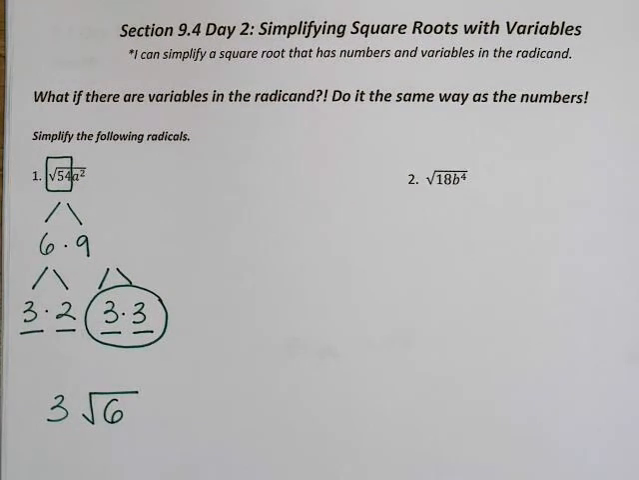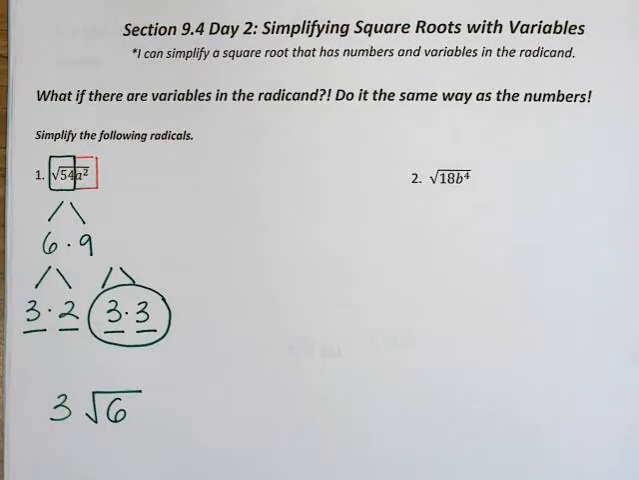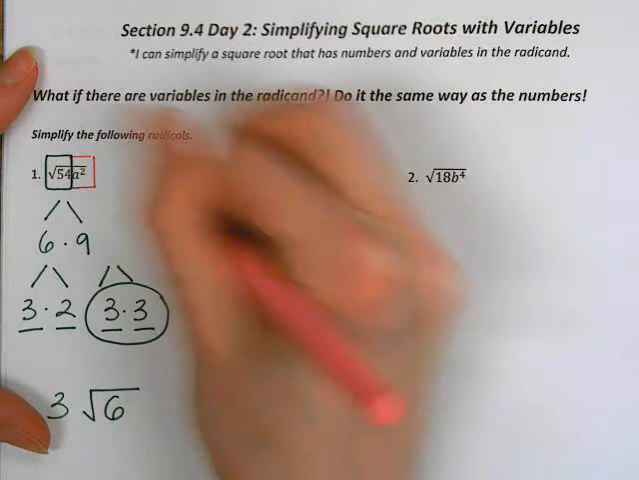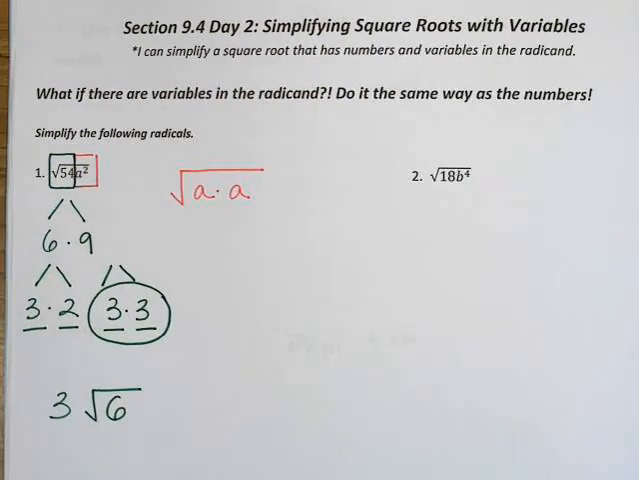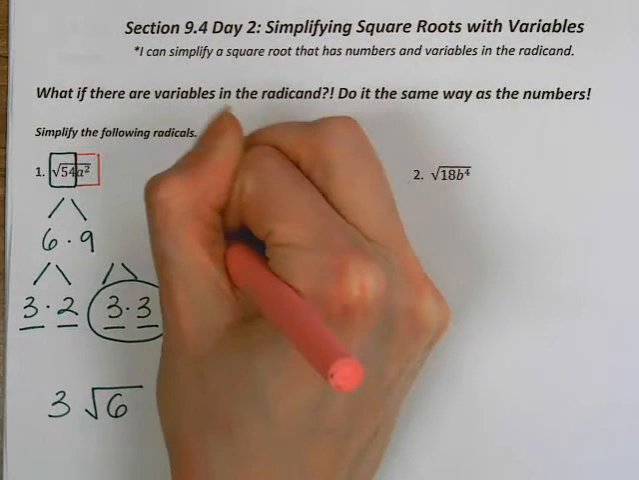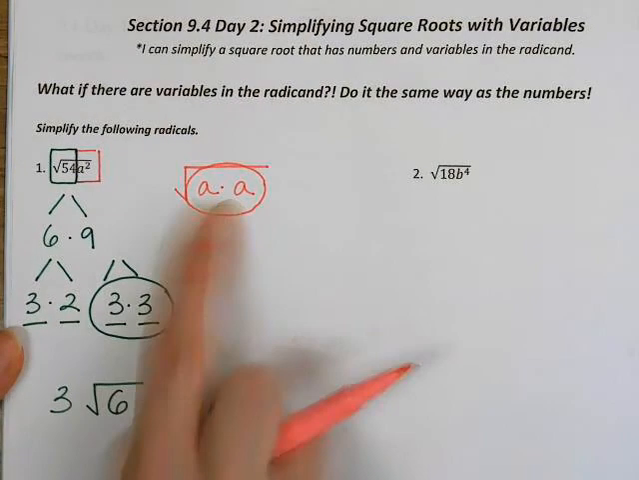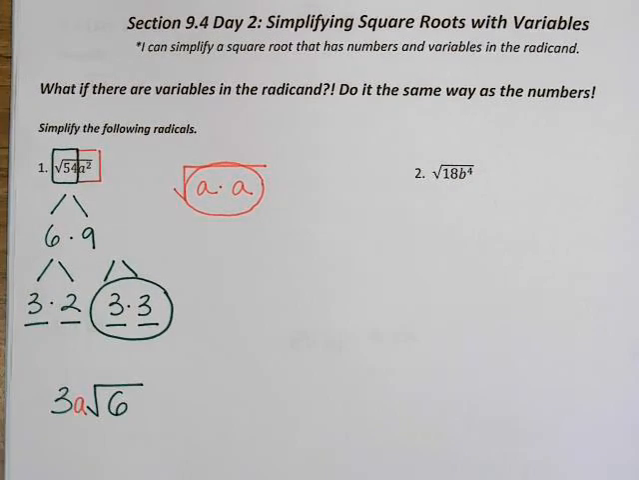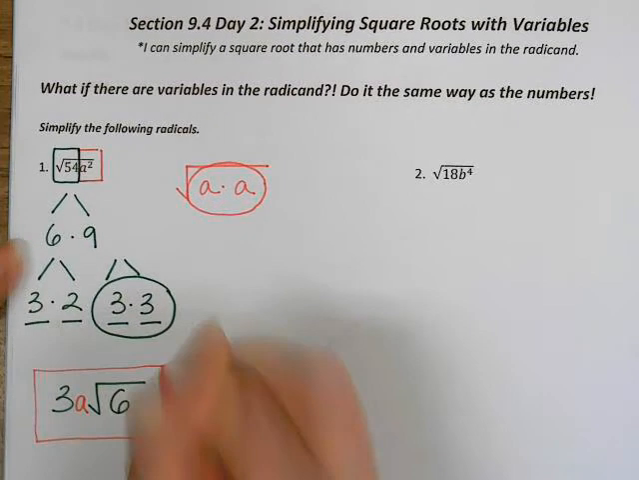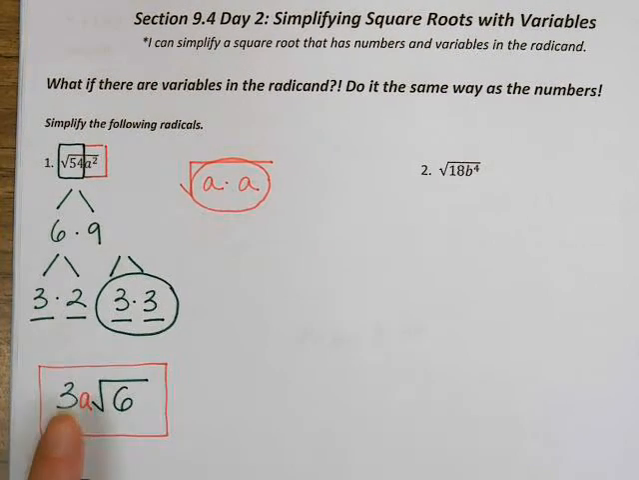But now we also have an extra piece. We have the square root of a squared. Okay, so I bet some of you could figure this out on your own, but here's how I do the a part. If it's a squared, I write it out 2 times. And then same thing, if I see an identical pair, I get to circle it and it comes out once. So one pair of A's comes out, and then there's no singles left, so this is the answer. 3a root 6. So a double 3 comes out as a 3, a double A comes out as an A.